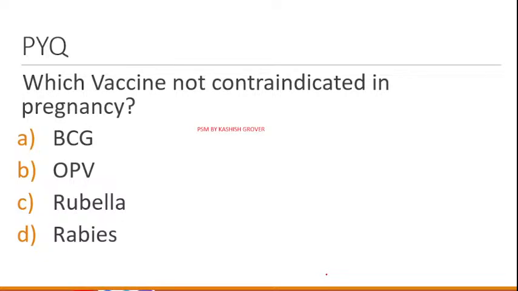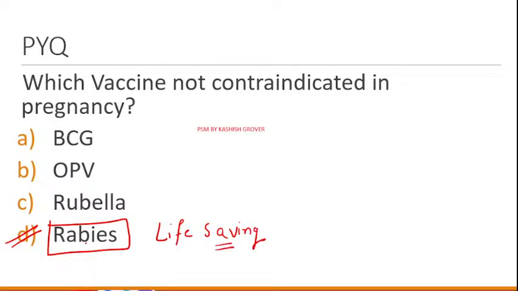Now if I ask you a question, which vaccine is not contraindicated in pregnancy? BCG, OPV, rubella, rabies. Although rabies is a killed vaccine, still rabies is not contraindicated. In any condition, rabies is never contraindicated because this is a life-saving vaccine. We all know there is no treatment for rabies available, right? So the only option we have is to prevent it by giving the vaccine.